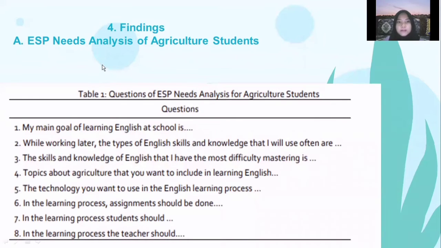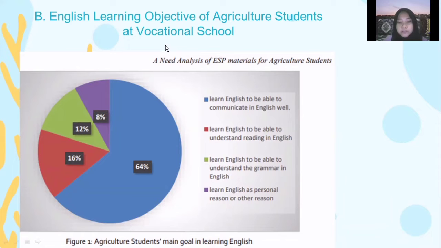The next is findings. ESP needs analysis of agriculture students. The questions in the questionnaire are an extension of the questions about ESP needs of vocational school students, especially those who are participating in agriculture programs. The questions can be seen in the table below as follows. English learning objectives of agriculture students at vocational school.